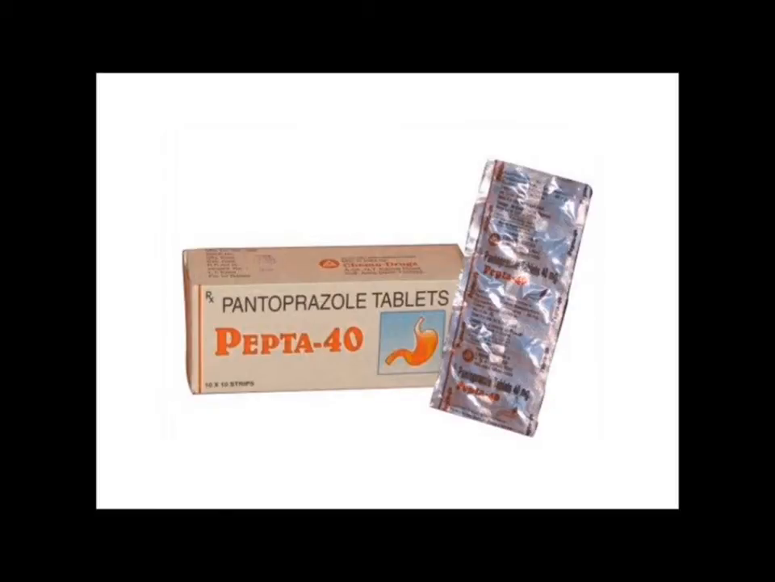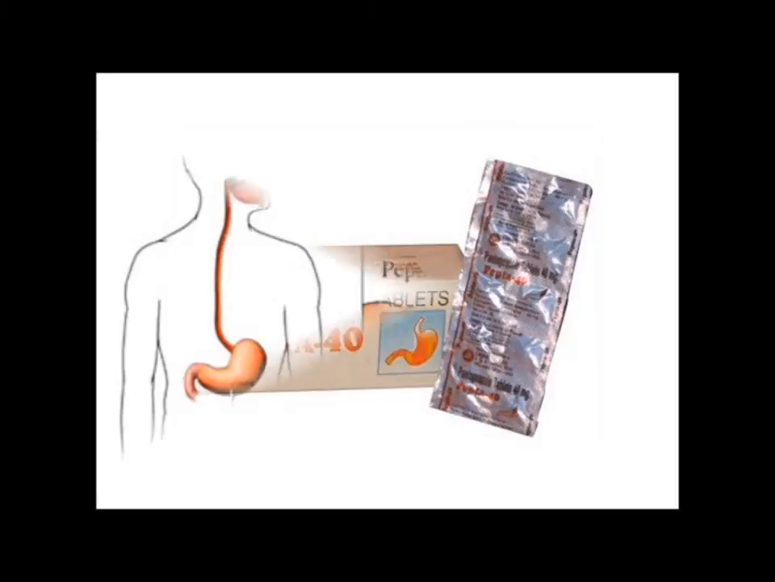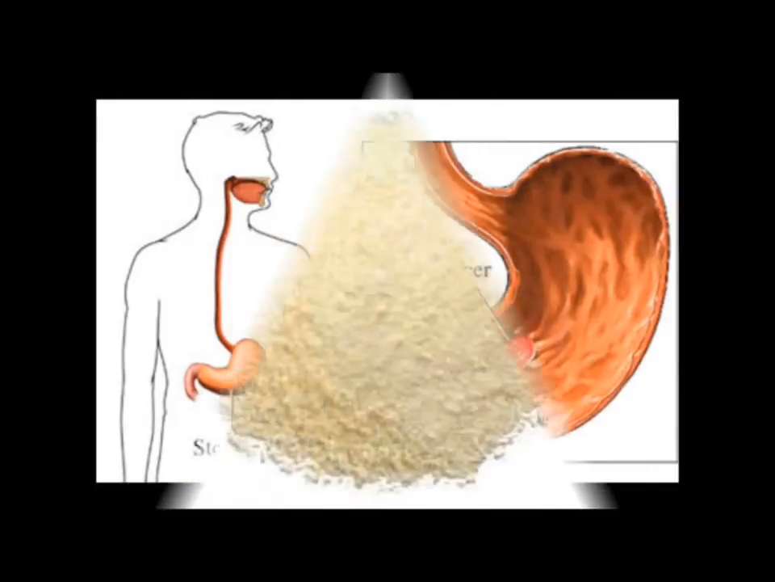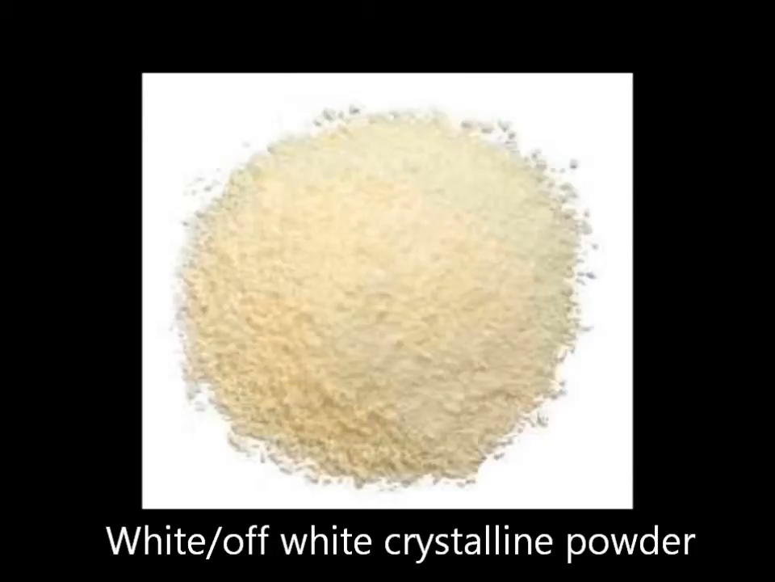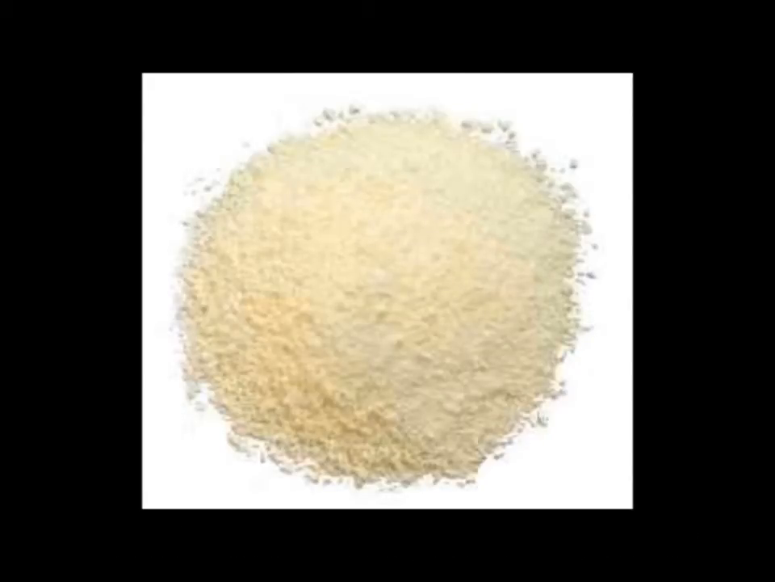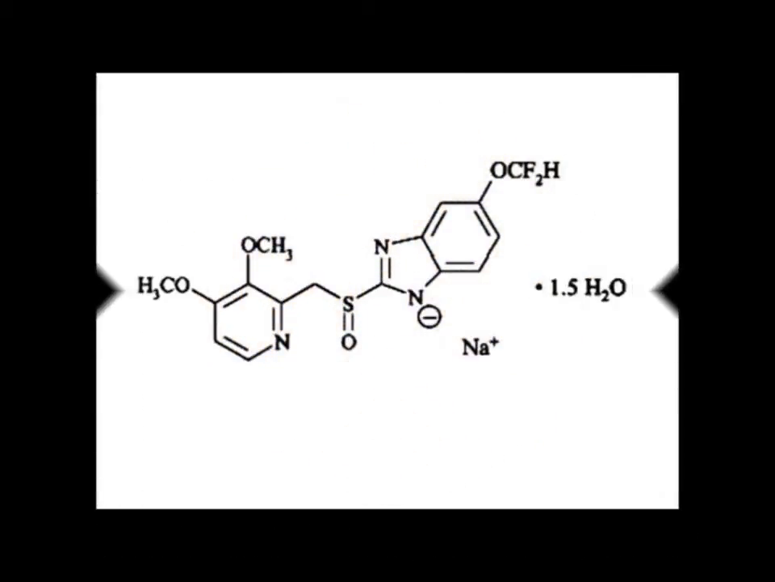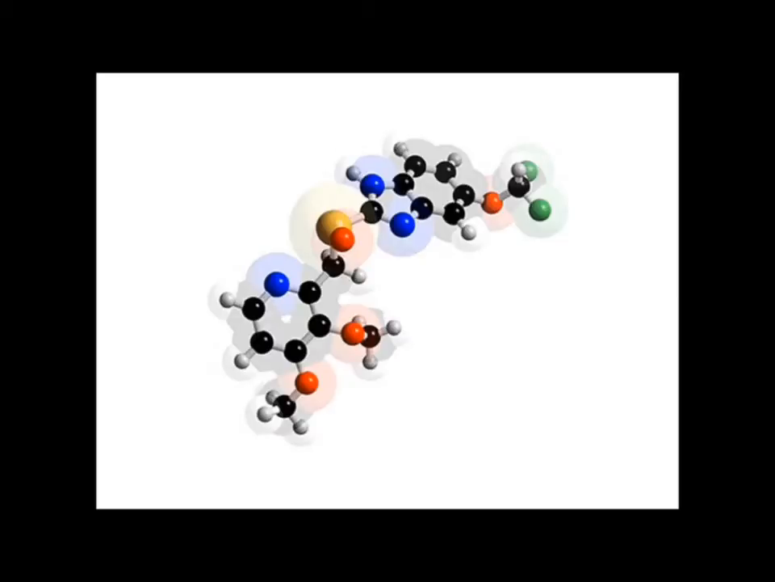Pantoprazole is used to treat ulcers in the stomach by blocking the production of acid by the stomach. It's white in color and easily soluble in water. Its molecular formula is C16H15F2N3O4S. Its molecular weight is 383.37.